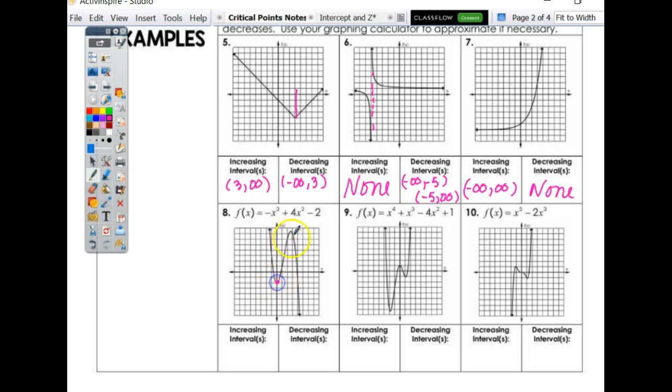So are these relative mins and maxes or absolute mins and maxes? These are relatives because of the infinity. So this is decreasing from negative infinity to 0. Remember, we define by x's. And then from 0, what is that, 2.5? Is it 3? We'll just call it 3. And then 3 to infinity.